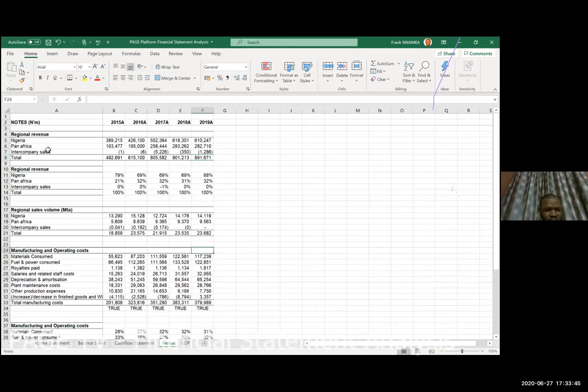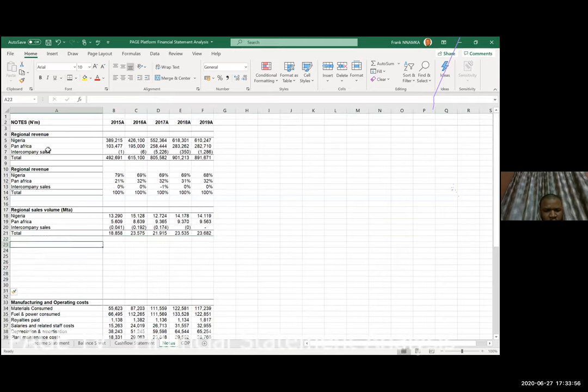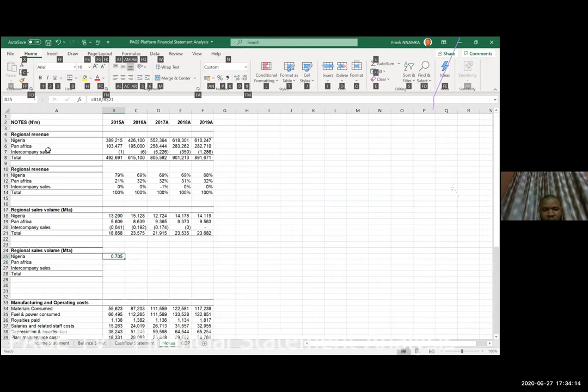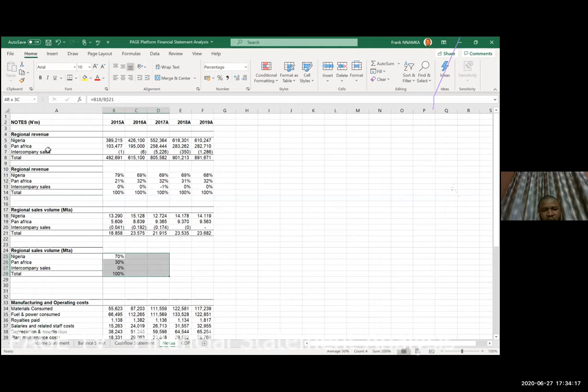So we'll come down here and look at the volume sold per region too. The same common sizing analysis here will probably help us answer some key questions, which I will do very shortly. Just looking at these numbers in absolute terms will probably give you insight too, but by the time you commonsize most of these numbers, just by looking at them you'll be able to answer key questions without straining your eyes too much on the absolute numbers.